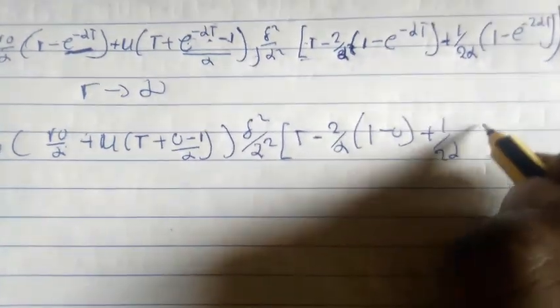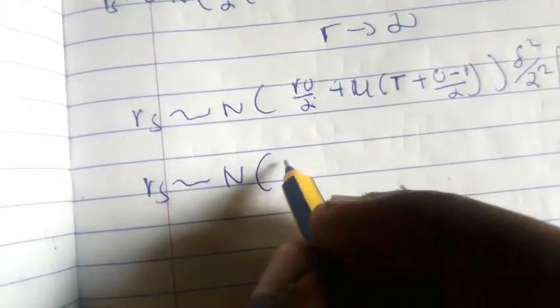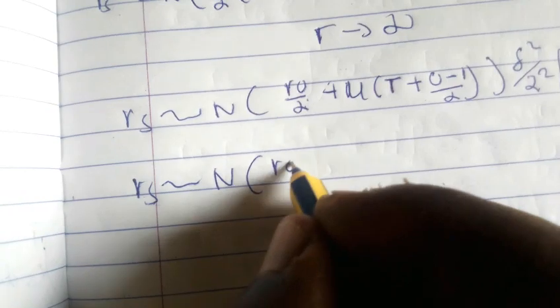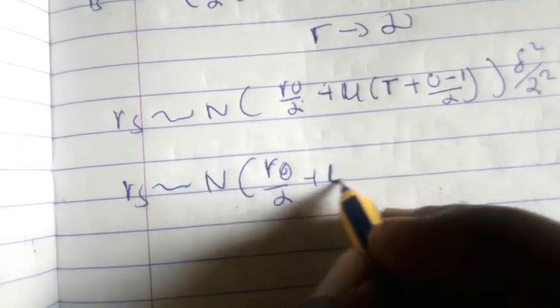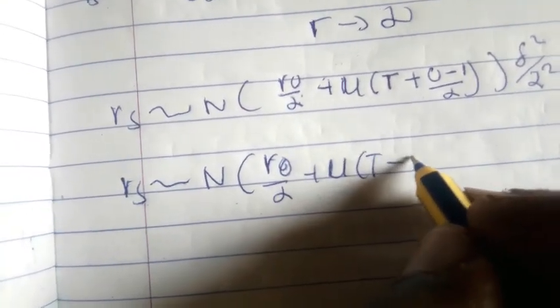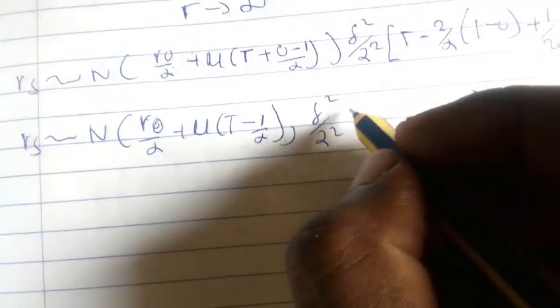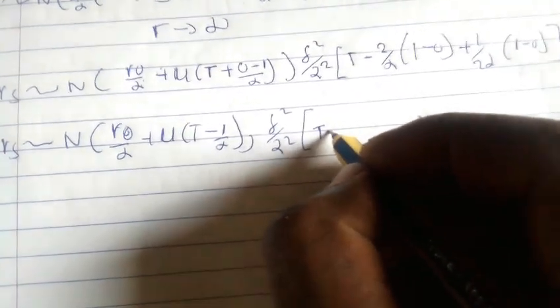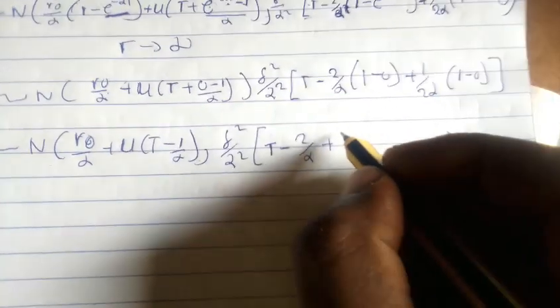So we are going to get r_s normally distributed with mean alpha plus mu t minus negative 1 over alpha, and variance sigma squared over alpha squared, t minus 2 over alpha plus 1 over 2 alpha. That is the final answer.